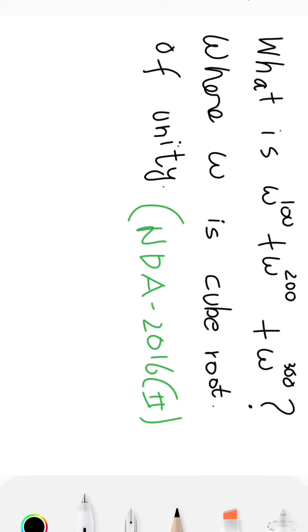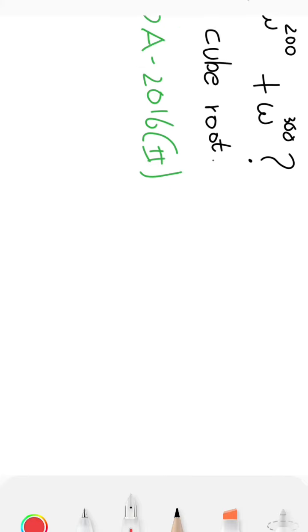is omega to the power 100 plus omega to the power 200 plus omega to the power 300, where omega is given as the cube root of unity. Okay, so how are you going to approach this question?